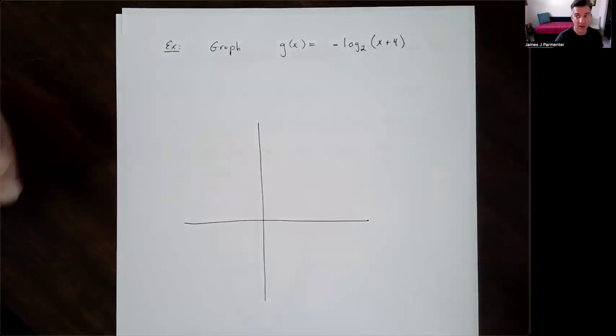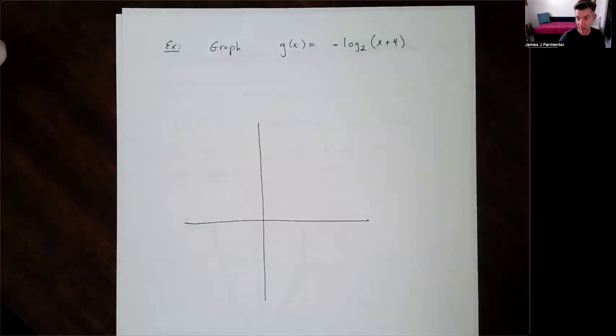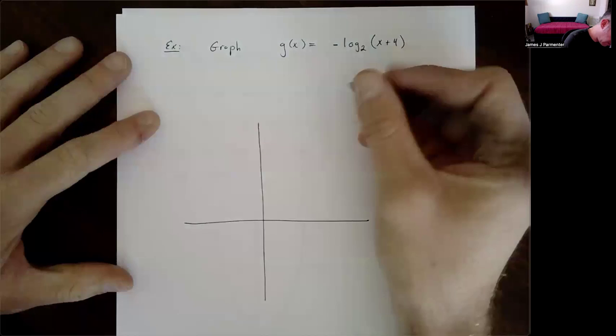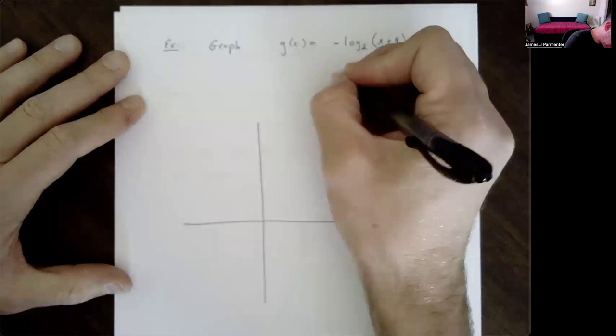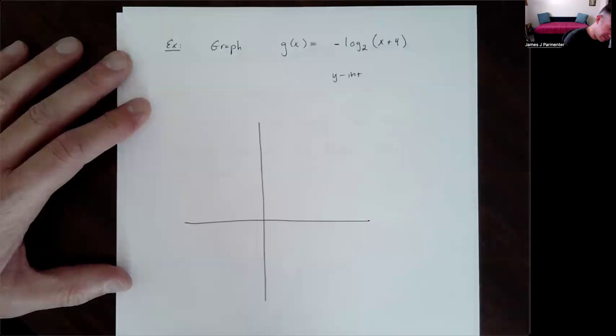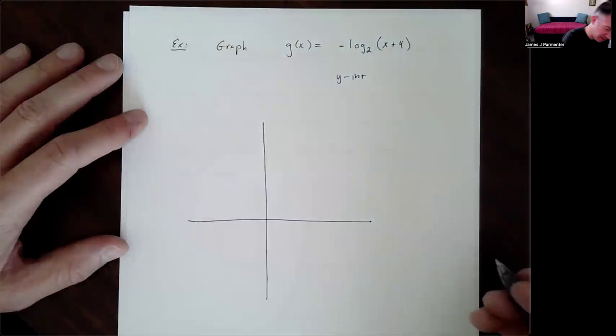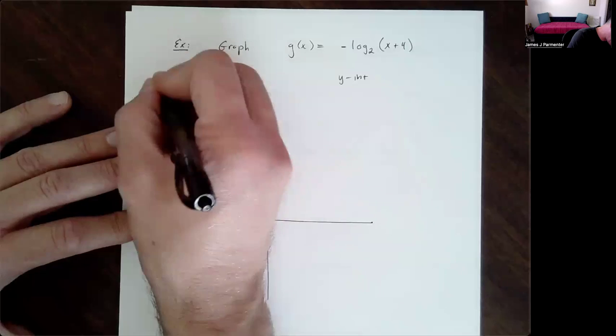So what I really would rather do, instead of trying to do all the transformations, is just think about what my intercepts are going to be. So if I want to find my y-intercept, and I know I'm going to have a y-intercept because I've shifted to the left. Actually, no, before I do that, I should probably find my domain. The smarter thing to do would be first to find the domain.